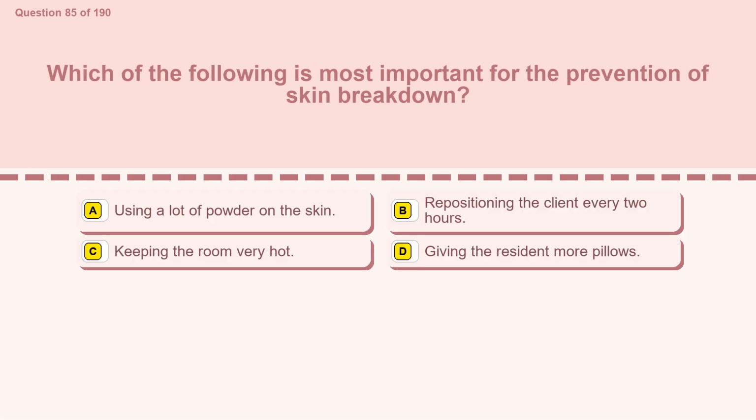Question 85. Which of the following is most important for the prevention of skin breakdown? Option A. Using a lot of powder on the skin. Option B. Repositioning the client every 2 hours. Option C. Keeping the room very hot. Option D. Giving the resident more pillows.